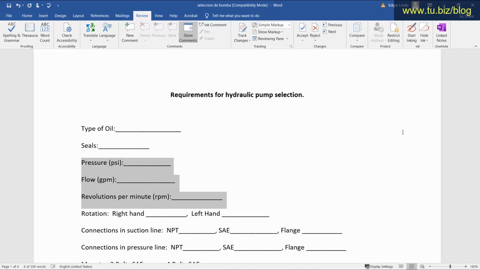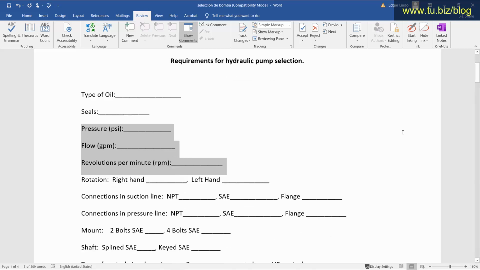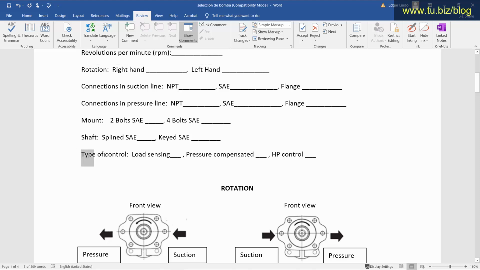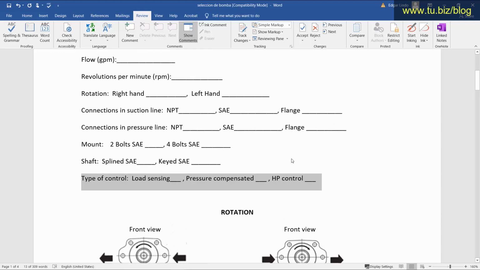That is for a fixed displacement pump. If we have a variable displacement pump, then the next information that we're going to need is what type of control that pump has. For example, load sensing, pressure compensator, or a horsepower limiter, HP control, or if you need another type of control, you can specify it and we can provide it to you. So with that information, we can provide any pump to fit the hydraulic requirements for your machine. That is the very basic information that we need.